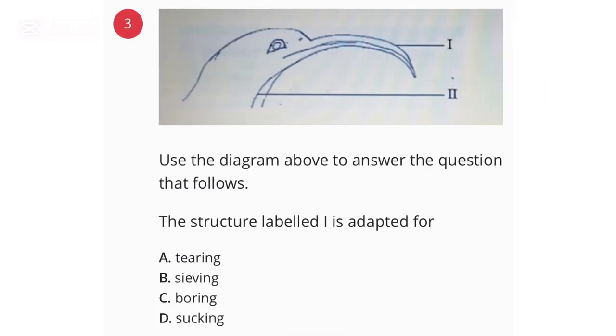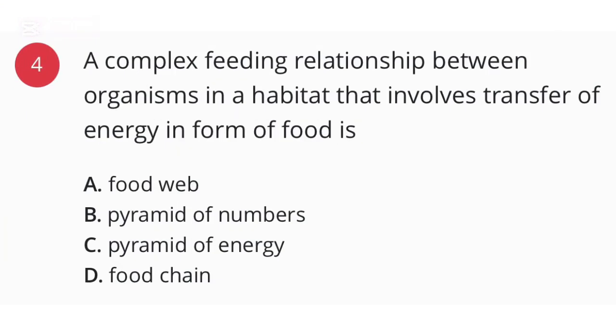The third question. Use the diagram above to answer the questions. The structure labeled I is adapted for A. Tearing, B. sieving, C. boring, D. sucking. So the structure is big. So obviously in this bed it is long and curved. So obviously it is adapted for sucking. Right, for sucking.